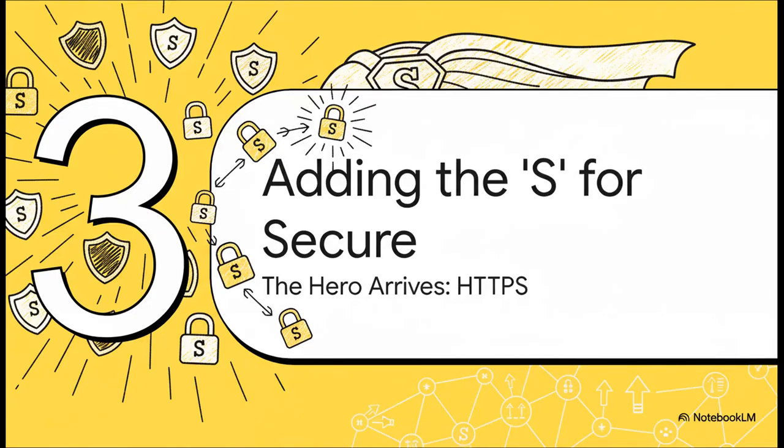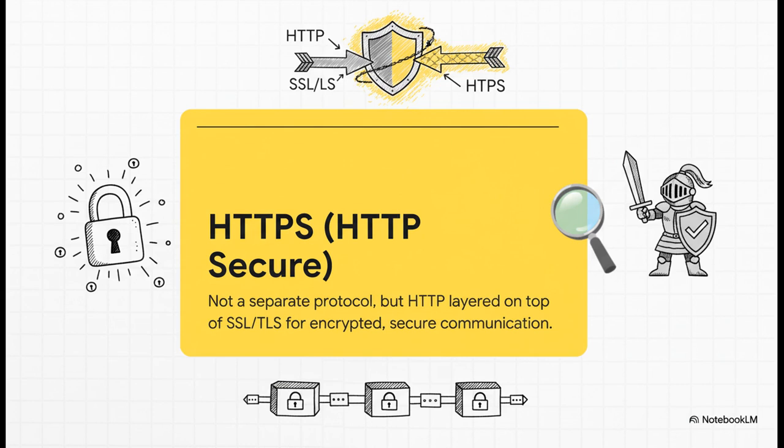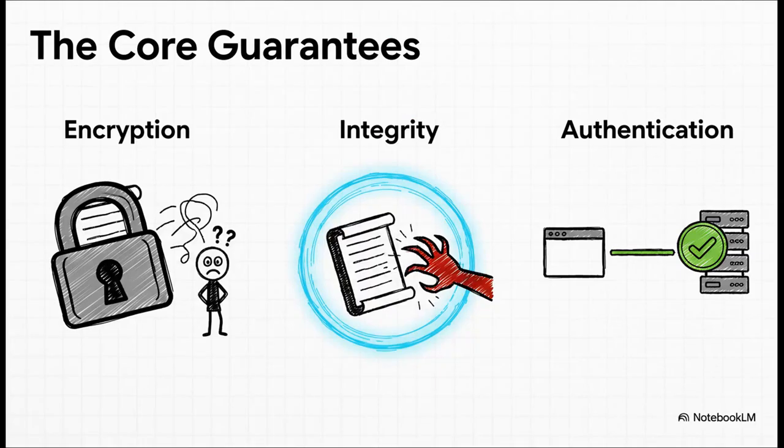So, with all these massive security holes, the internet was kind of like the Wild West. It needed a hero, and that hero came in the form of a single, powerful letter, S, for secure. Now, here's something that trips people up. HTTPS isn't some totally new protocol. It's just regular HTTP, but it's been wrapped in a powerful layer of security armor. That armor is called SSL/TLS. So you can think of it as HTTP wearing a bulletproof encrypted supersuit. And what does that supersuit do? Well, it directly solves the three huge problems we just talked about.